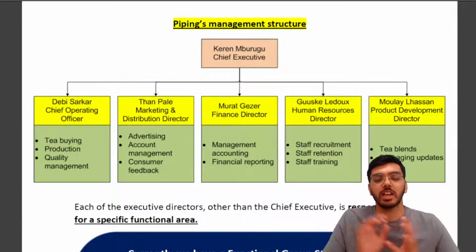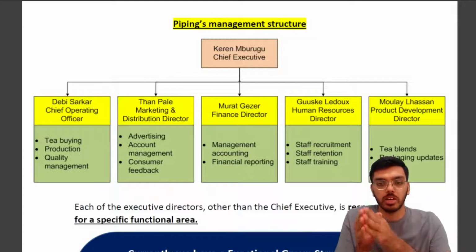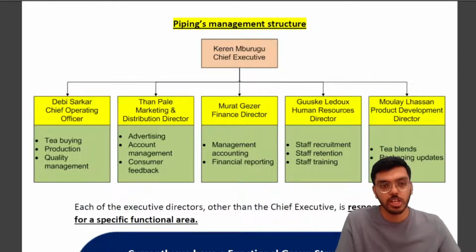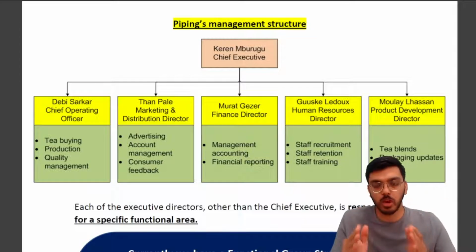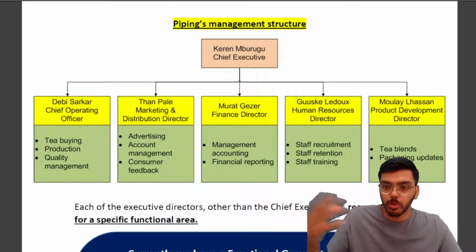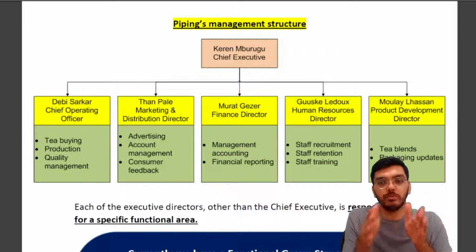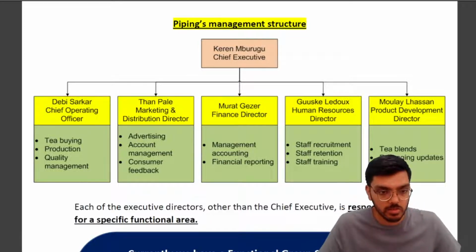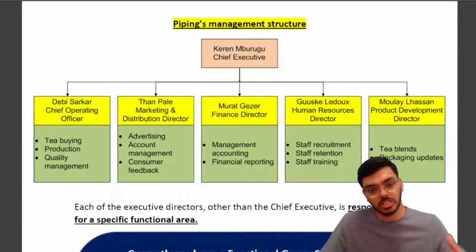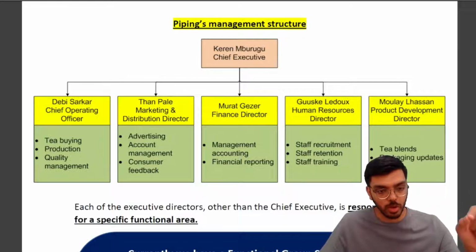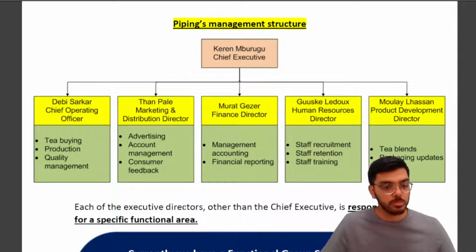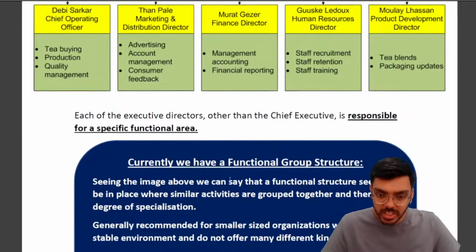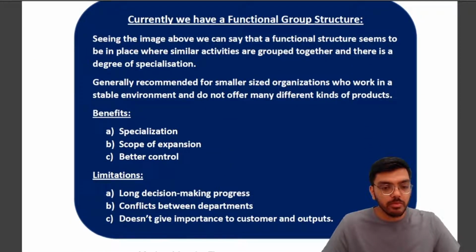Now, if you look at this diagram, you can see that each department is very, very specific. So operations under one area, finance under one area, human resources under one area, product development under one area. There are these different specific and specialized departments looking at their areas. So we can clearly see that each director is responsible for a specific functional area. Different functions have been created. So very evidently, we have a functional group structure.